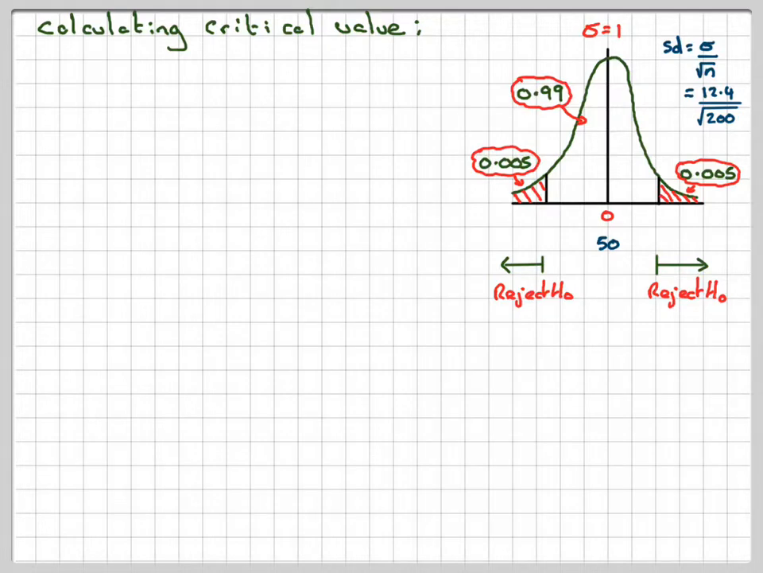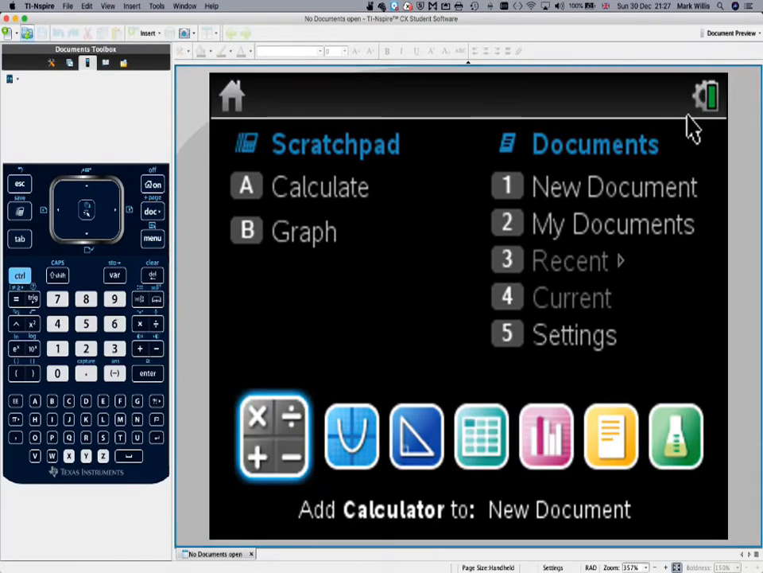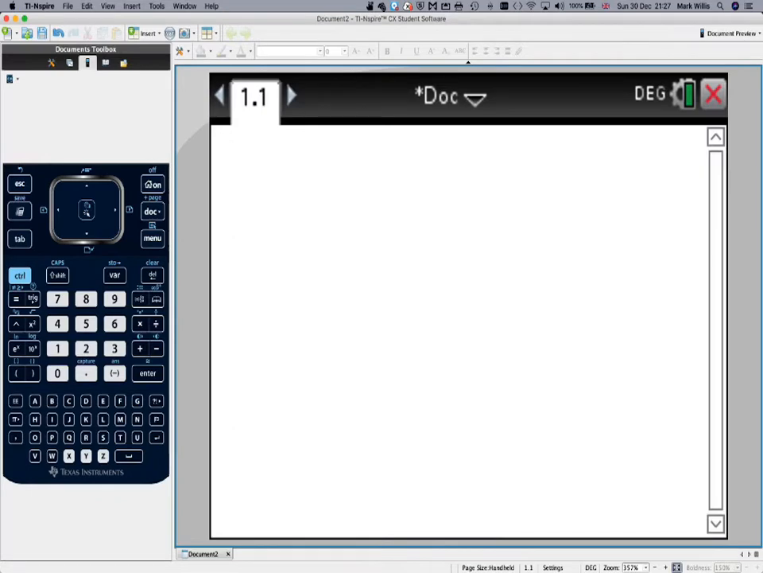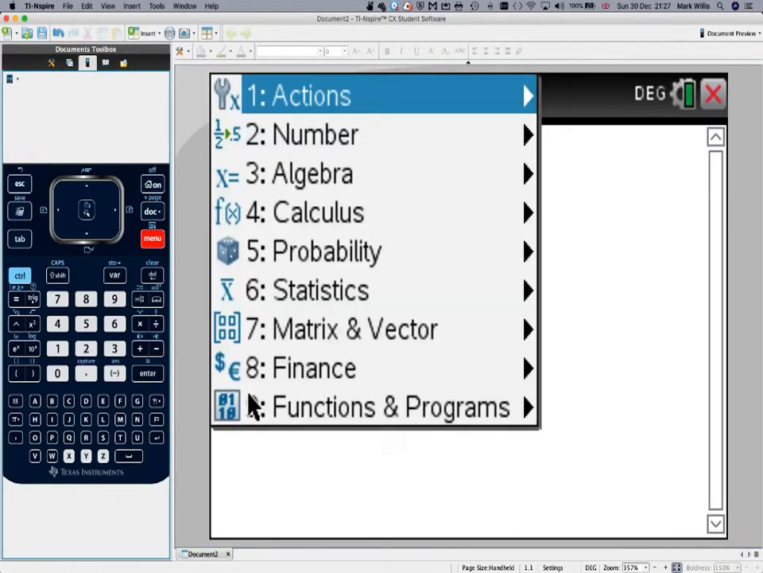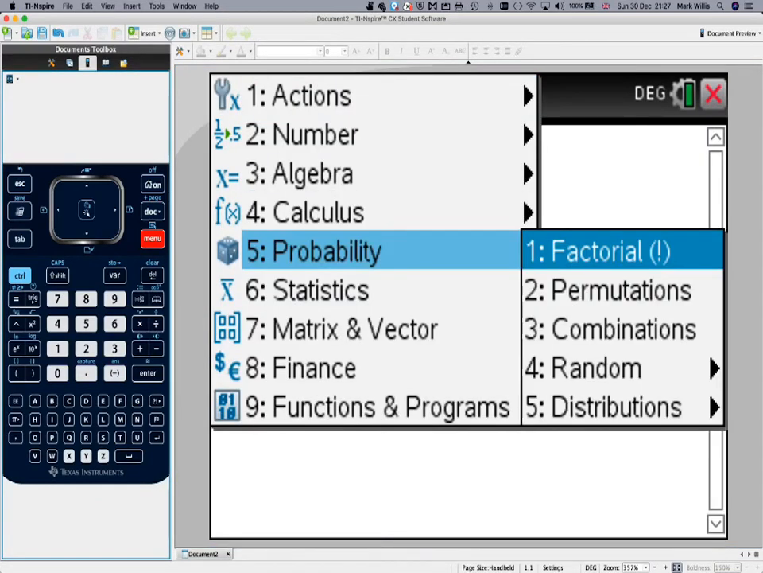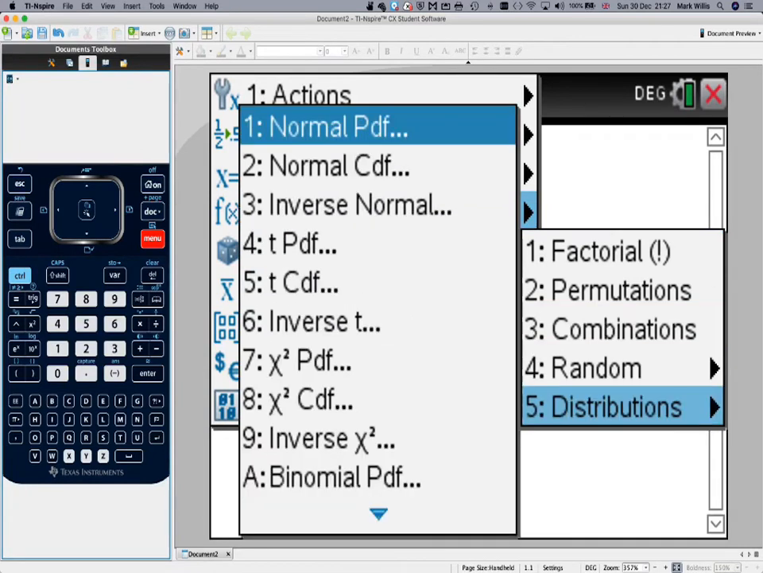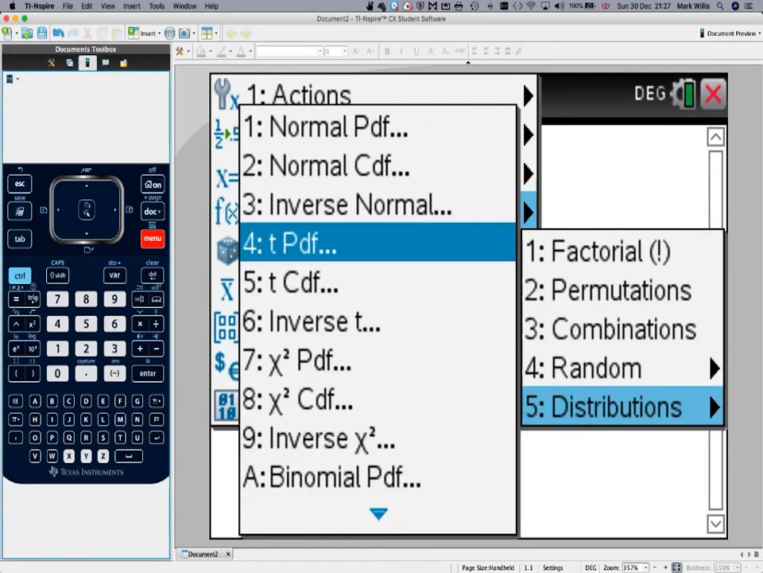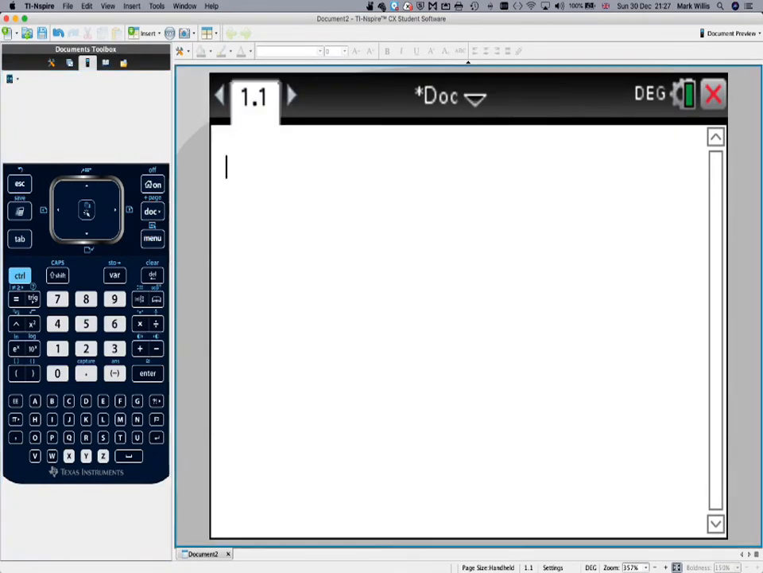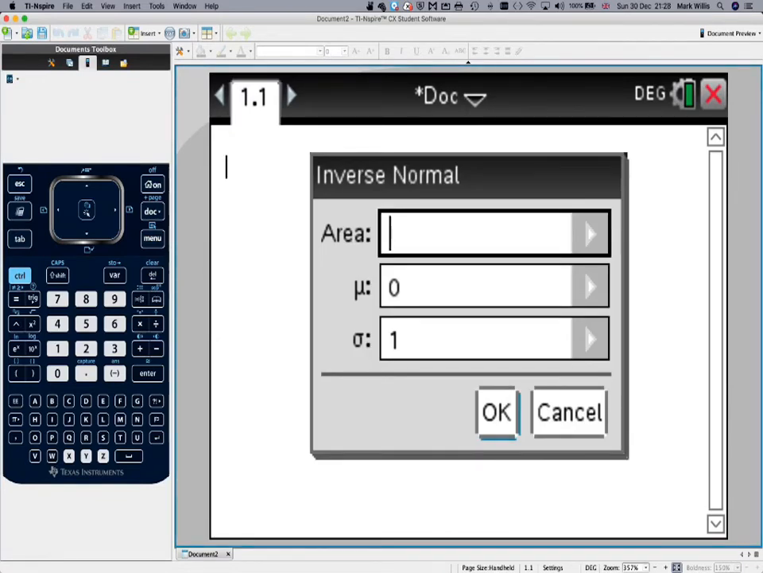So going to our calculator. Now I'm using a TI, but you can do it with a Casio calculator. If you just go to number mode and then press menu, then probability, and then distribution. So you need to know how to do this on your calculator. We want inverse normal.